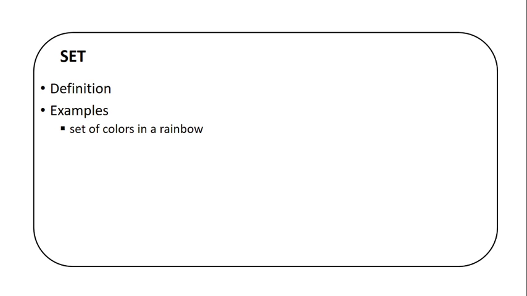A set may be described by listing all of its elements enclosed within a pair of braces. If we take the example, here we can see the set of colors in a rainbow. So we have 7 colors in our rainbow. Those colors will make a set for us. Similarly, you can take the letters that are present in your name as a set. So these are the examples for our set.